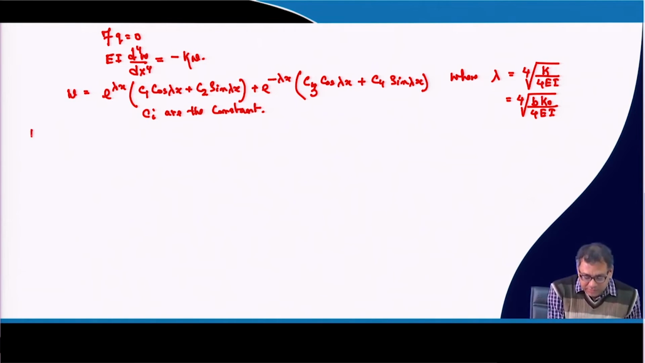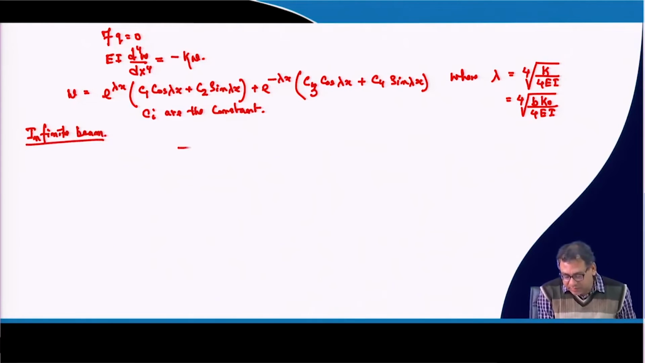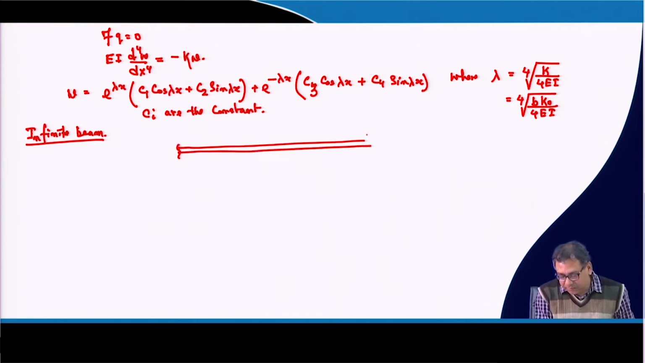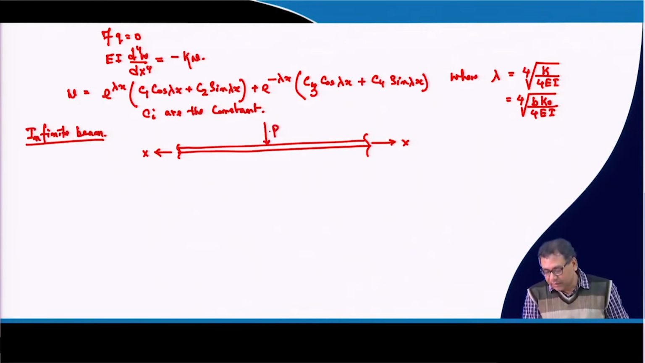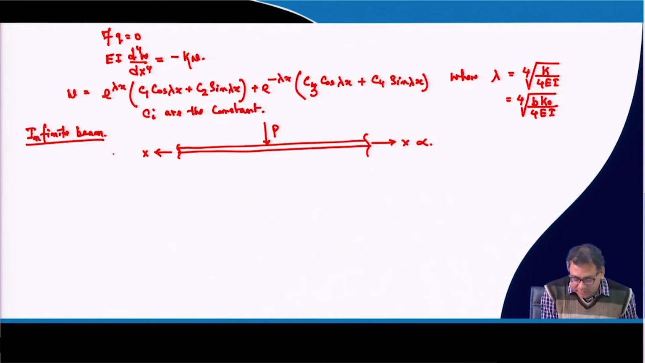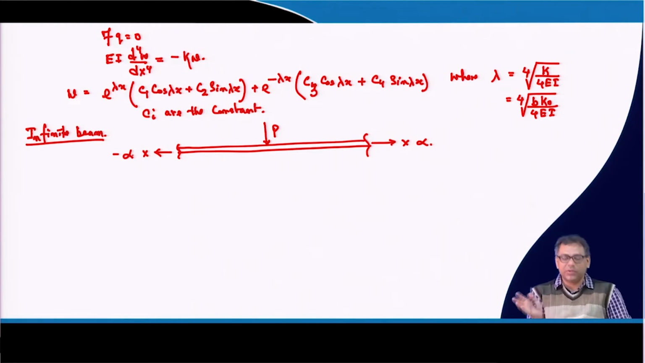So, first I will go for the infinite beam. Suppose this is an infinite beam. This is the x direction, and both sides are in the x direction. It is infinite, a concentrated load is acting, and this side is also infinite. Positive or negative is not important, but both are infinite. So, this is P.